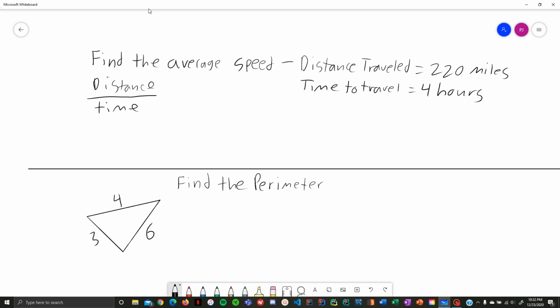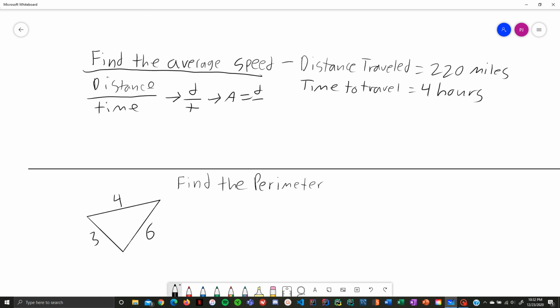And this can actually be represented by using variables. If we wanted to, we could turn this into d over t, where we simplified distance and time by giving them variables. Furthermore, the more proper way of writing this formula might be A for average equals d over t. And this is what we would call a proper equation, because we have the variables and the operation is going to equal something.